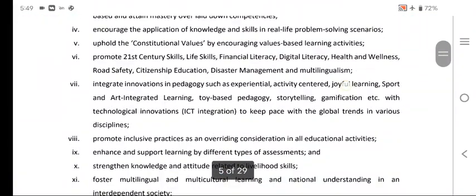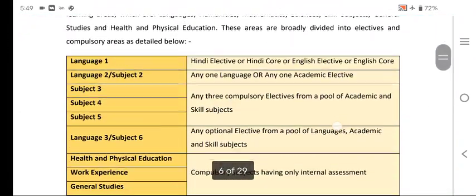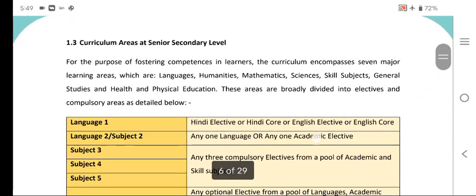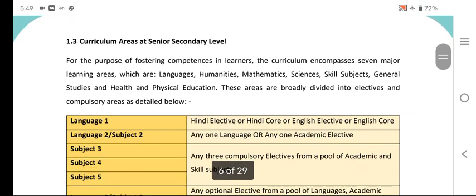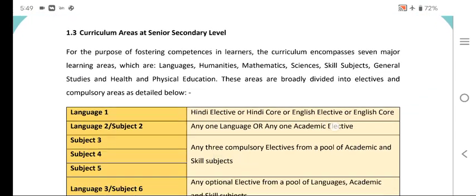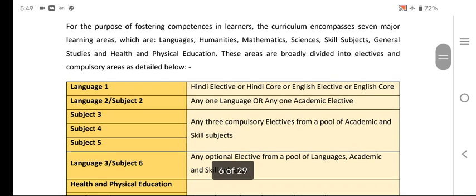First we can start with this curriculum. What is the design for the curriculum at the secondary or senior secondary level? Language 1, that is Hindi elective or Hindi core, as well as English elective and English core, will be language 1. Number 2, language 2 or subject 2, can be any language or any one academic elective.